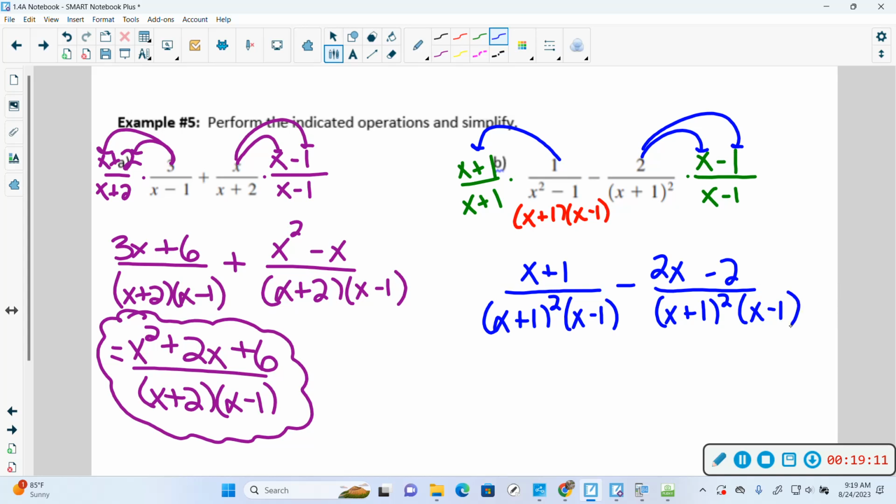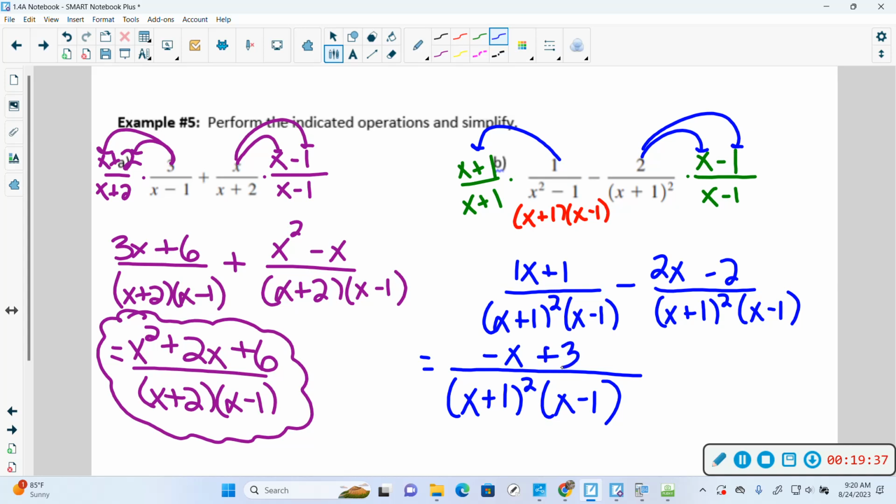Okay. So we achieved our goal. It's kind of a hot mess on this one, but we achieved our goal of our common denominator, so I'm going to fill that in. I feel like I've written it 20 times now. And now we can combine any like terms on the top. So I'm going to do the x's. 1x minus 2x. 1 minus negative 2. What's 1 minus negative 2? 3.